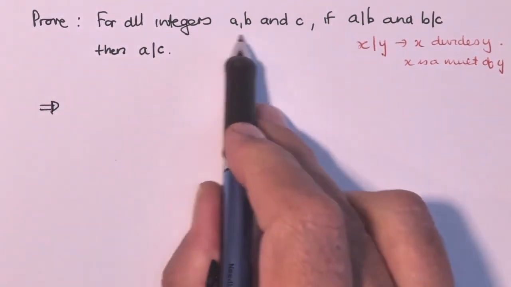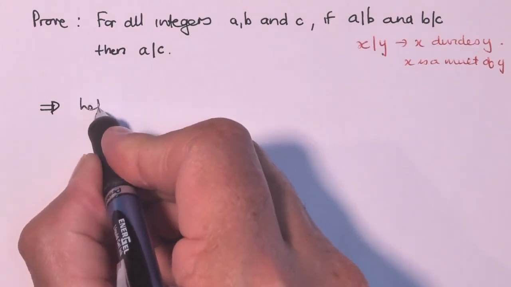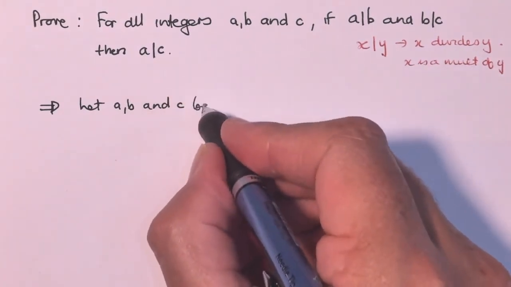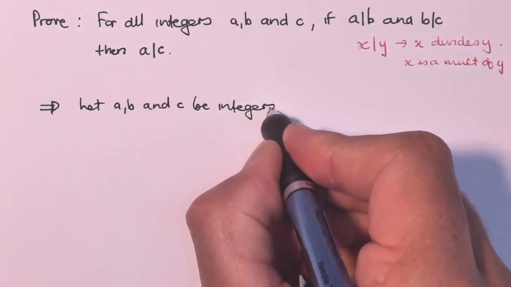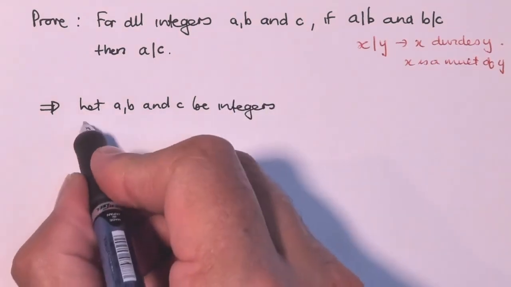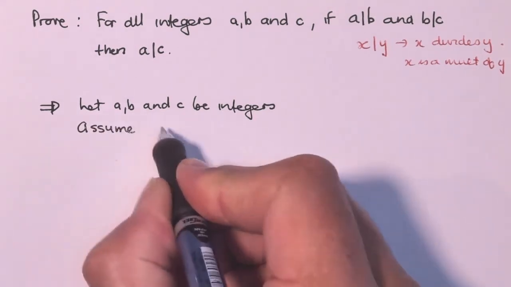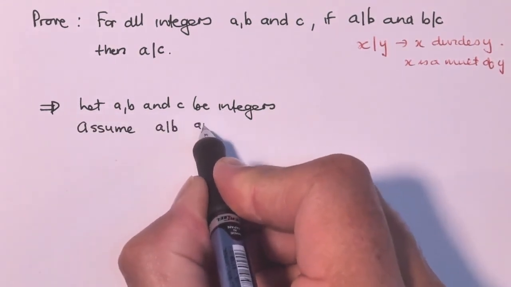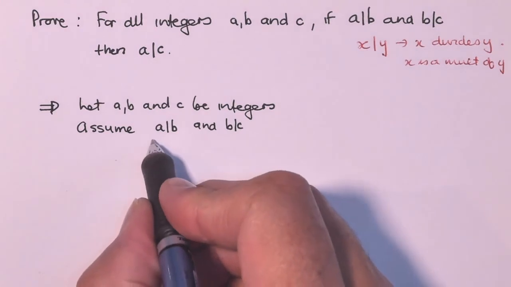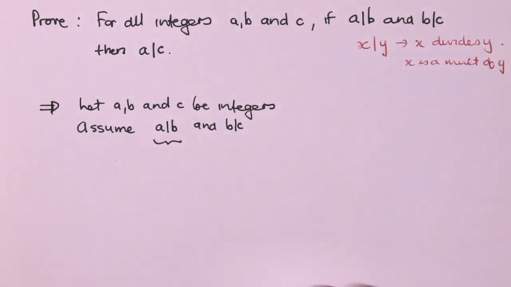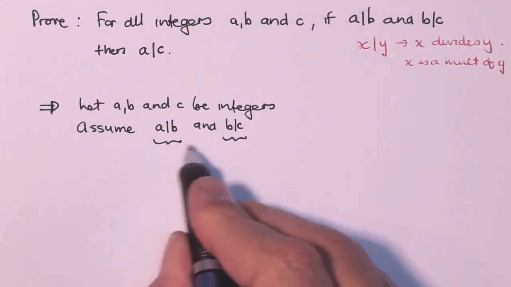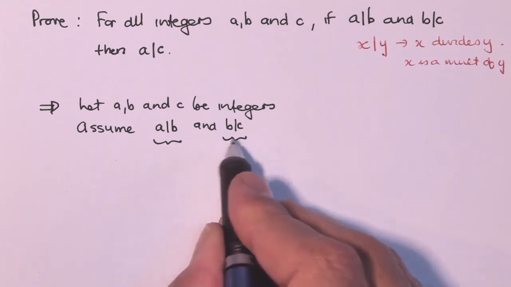Let's define our variables. Let a, b and c be integers. So we're defining them as integers. Assume that a divides b and that b divides c. Now what does this assumption mean? It means that b is a multiple of a and c is a multiple of b. Now we're going to use those two and explicitly state what they mean.